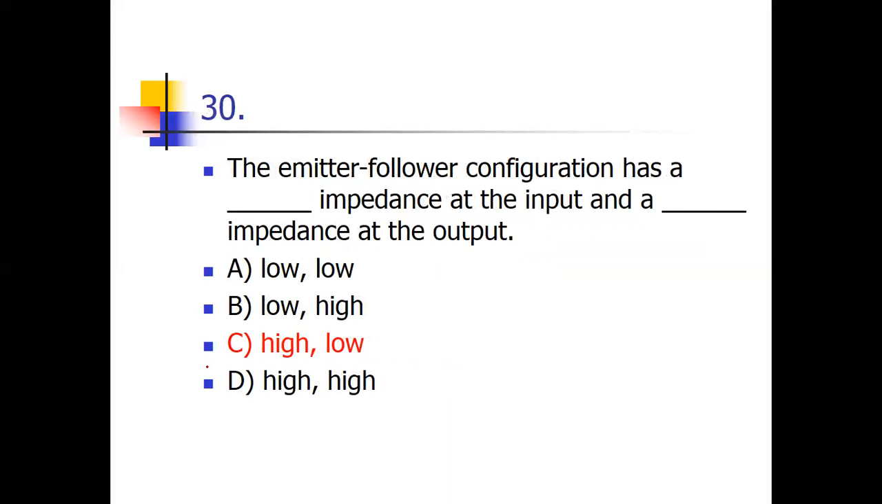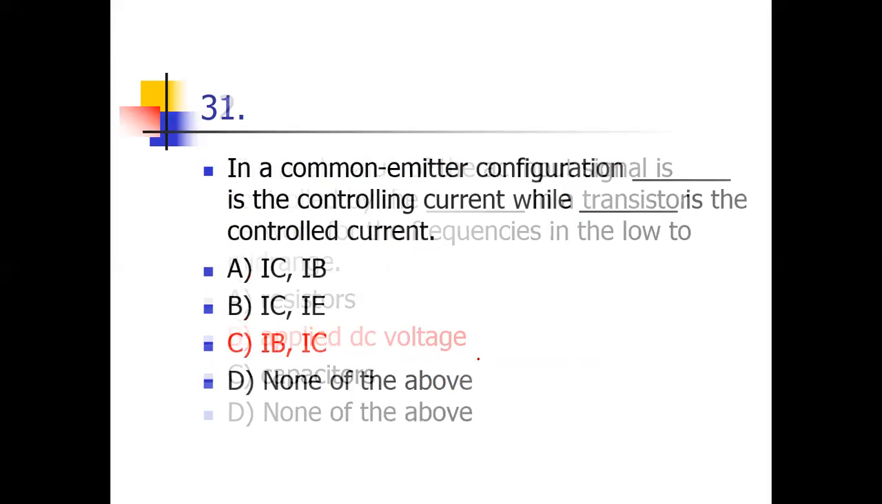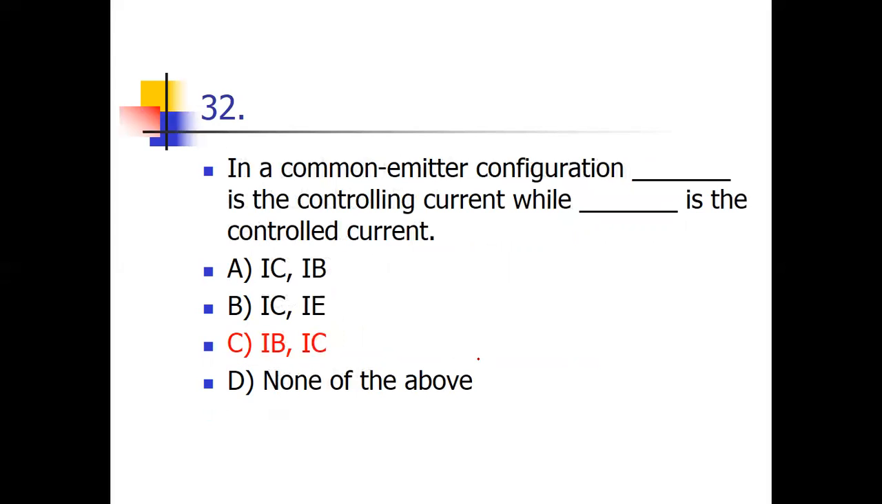The emitter follower configuration, remember, emitter follower means common collector. In common collector, input impedance is high and output impedance is low. So the answer is high and low. The peak value of the AC input signal is controlled by whatever voltage we are applying, the DC voltage.